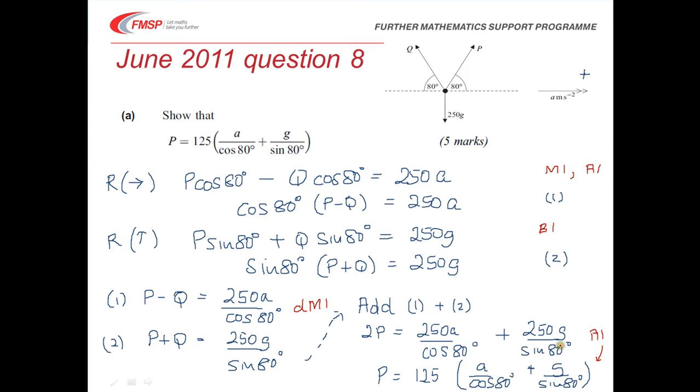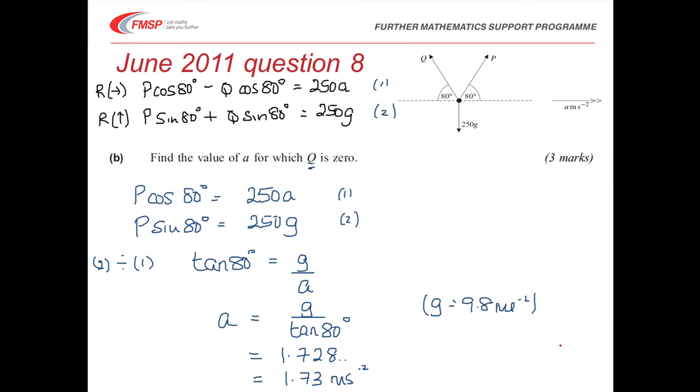So 5 marks there. In the next bit there were 3 marks. You got a method mark here for eliminating P, and a method mark here for tan of 80, which again was dependent on you getting the first method mark, and then an accuracy mark for your acceleration, 1.73 meters per second squared. So 8 marks in total.